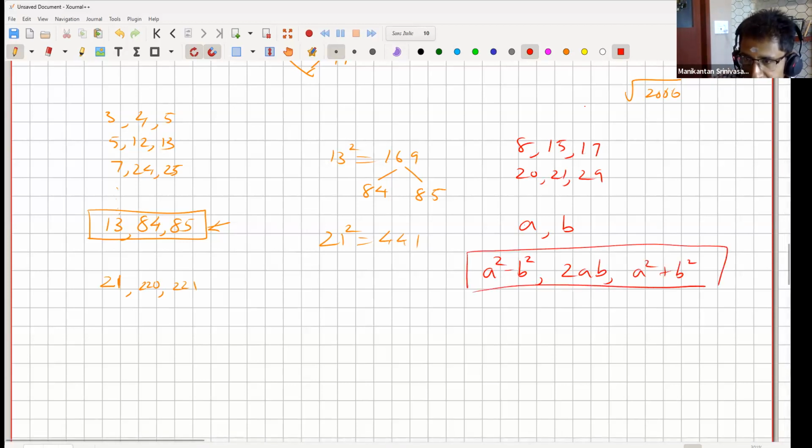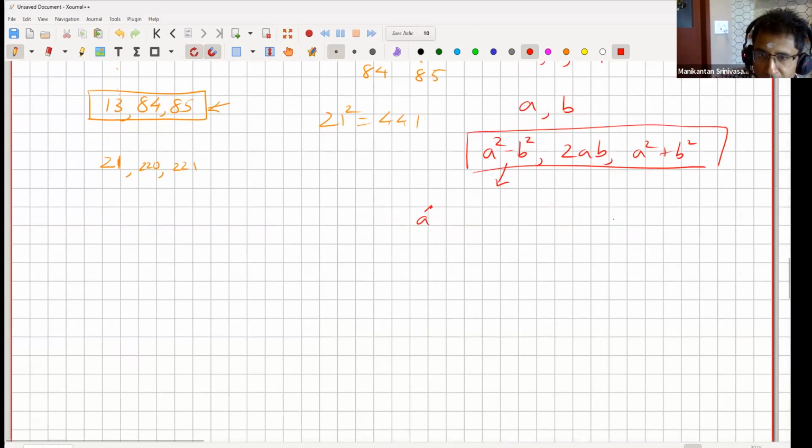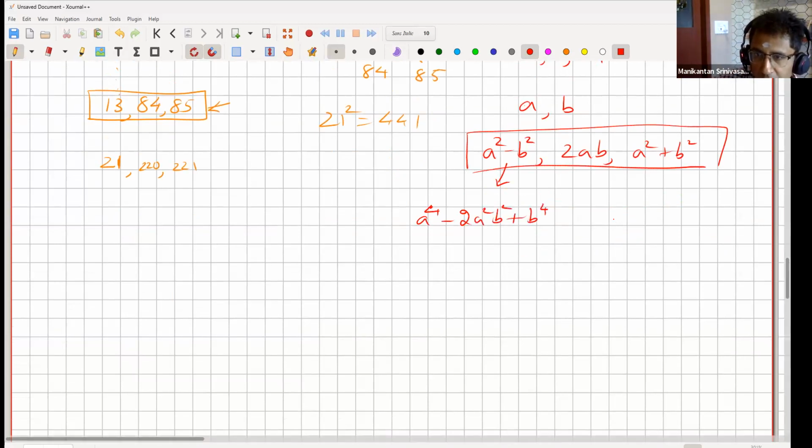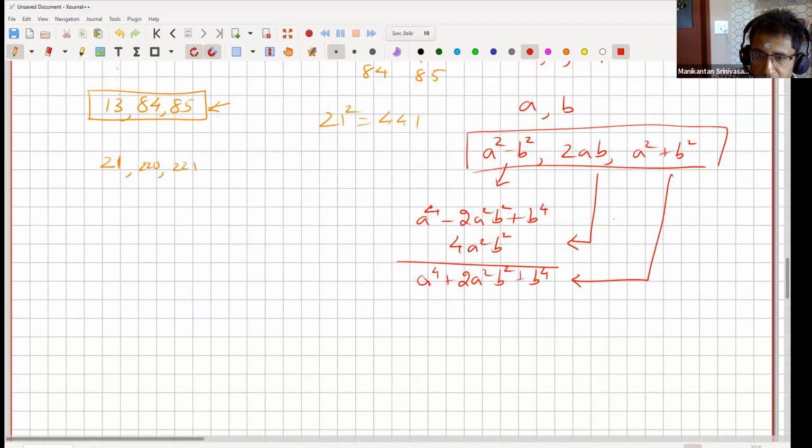And you can quickly check this. Because if I square a square minus b square, I get a power 4 minus 2a square b square plus b power 4. If I square 2ab, I get 4a square b square. If I add both, I get a power 4 plus 2a square b square plus b power 4, which magically happens to be a square plus b square the whole square. Does it make sense? So I can start with any a and b and do this.